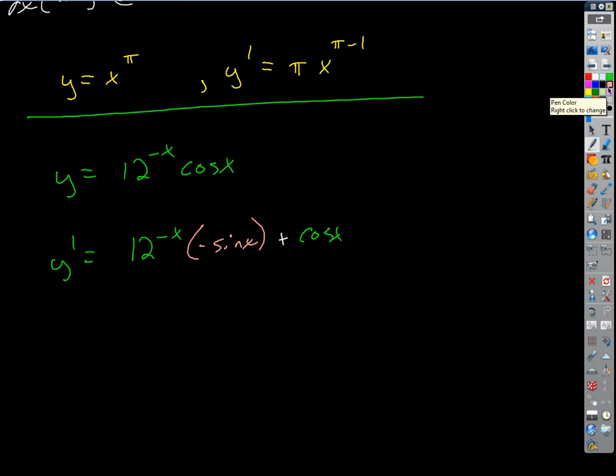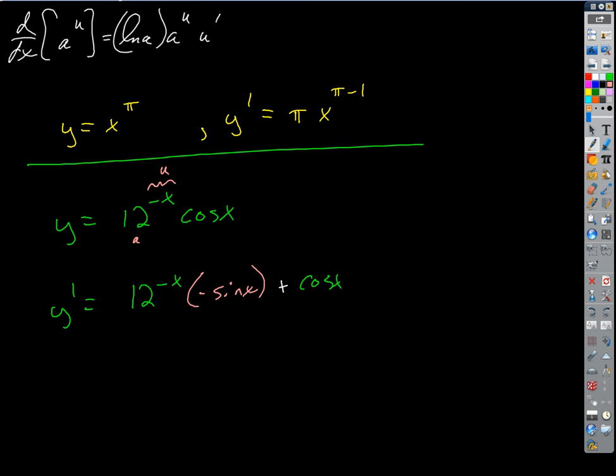So we've got a to the u, right? So this is u, and that's a. All we're doing is using our standard form, right? So we're going to get the natural log of a times a to the u, so 12 to the negative x times negative 1. The derivative of u is negative 1, so all we're going to do is make this whole thing negative. Right? And that's it. That's all we can do.